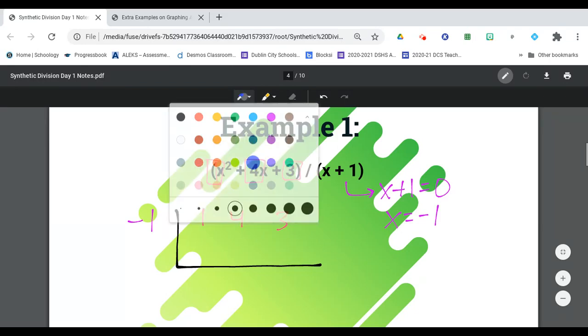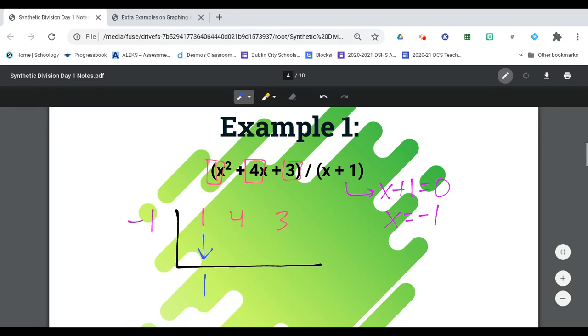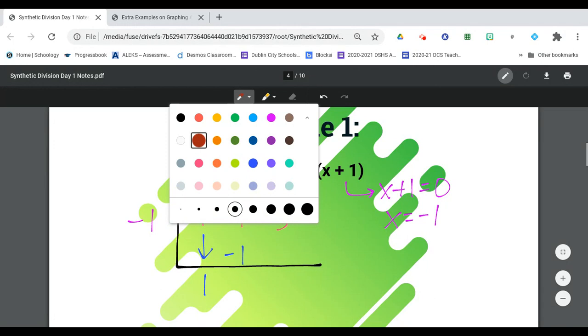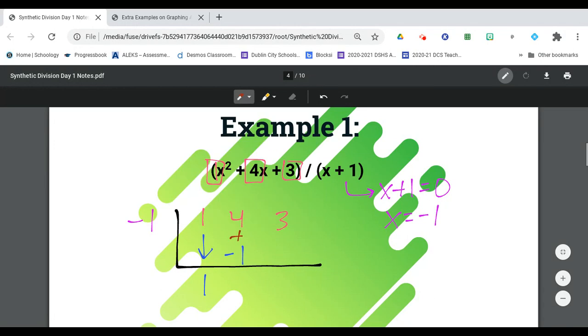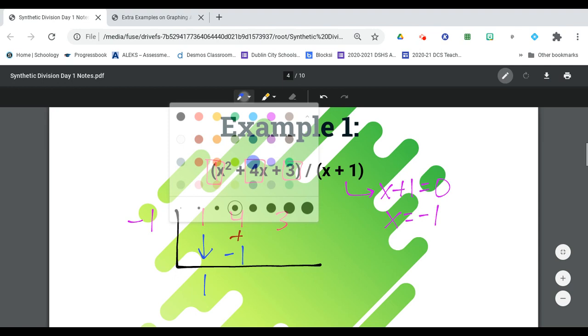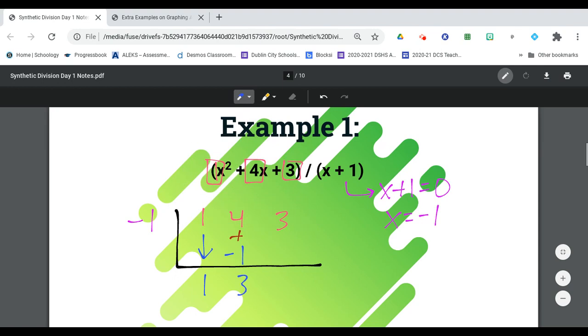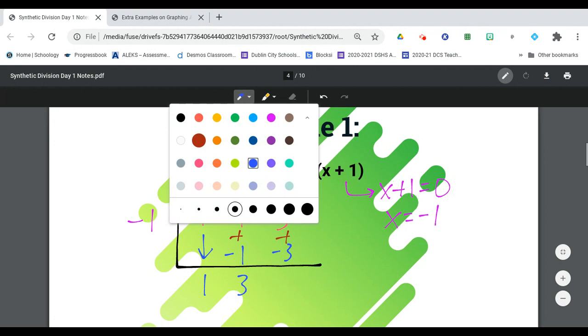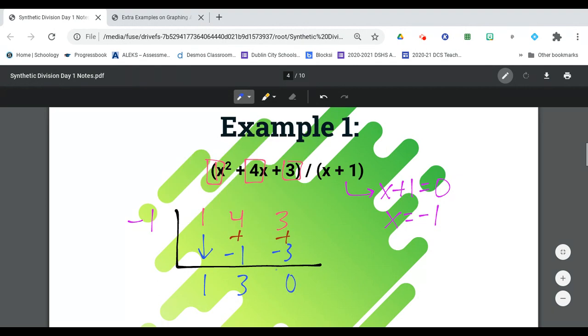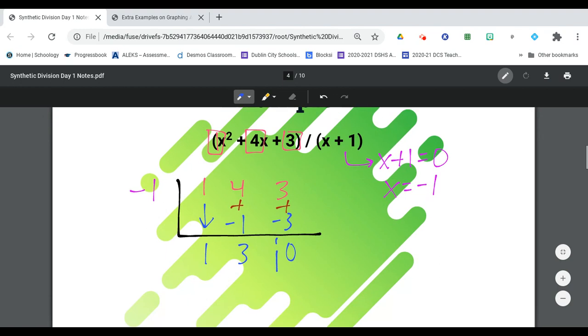To do that, I'm going to bring down the 1. Once it's outside, I multiply by the number on the outside. So 1 times -1 gives me -1. I then add, and that will give me 3. I then multiply again. 3 times -1 gives me -3. I then add, and my answer is 0. That is your remainder.